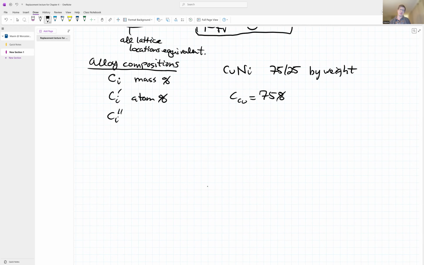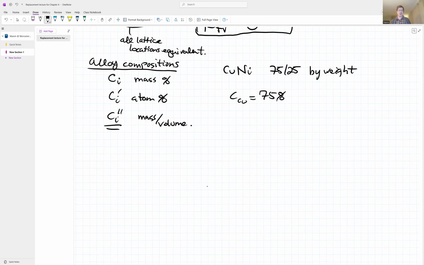The double prime is the last kind of thing that the book talks about. That's composition that gives you a mass per volume. I'll talk about that too. But let's first talk about converting between weight percent and atomic percent.